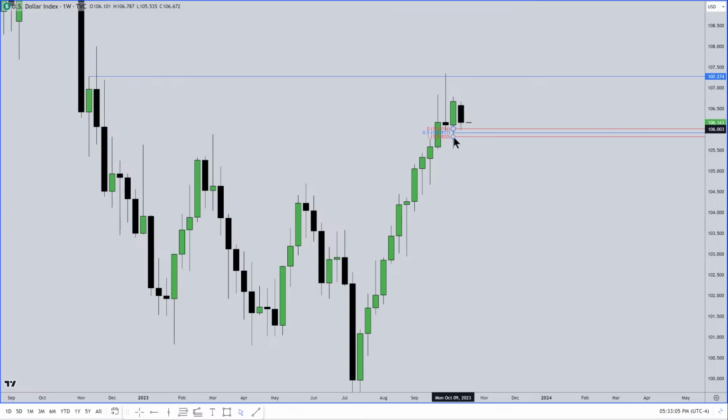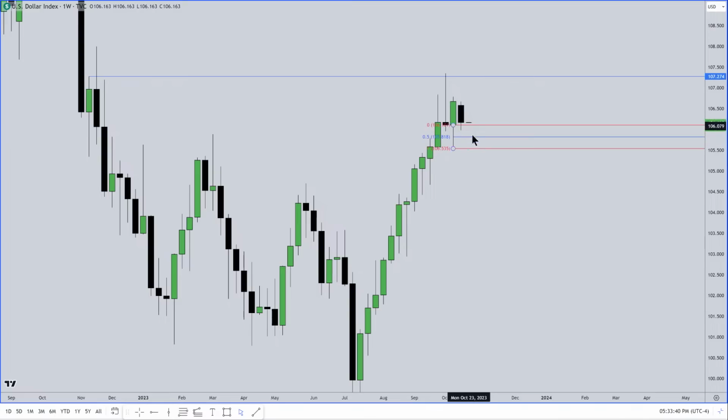And then we have this wick here. We can measure it like this. So you want to have 105.774. Whoops, I'm sorry. There you go. 105.818. That's consequent encroachment. So if we were to drop down one more time to revisit this inefficiency rate in here, you'll see it more plainly when I remove the fib. But that is consequent encroachment of that candlestick's tail or wick.